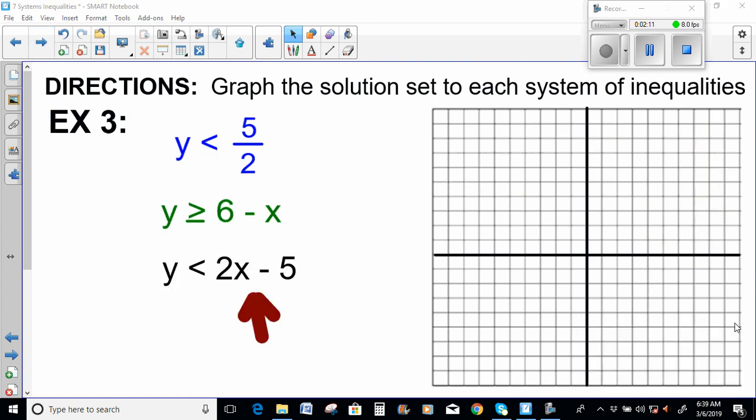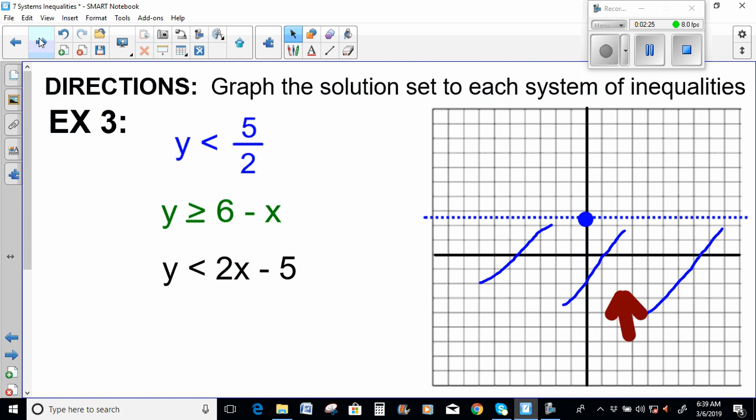Example 3, we're going to start with the red inequality. So y-intercept of, again, 2.5. And then it's going to have a 0 slope with a dotted line. So that's horizontal. And then we're going to shade below the line. And then the green inequality, we're going to start with a y-intercept of 6, and a -1 slope, and it's going to be a solid line, and then we're going to shade that above the line.